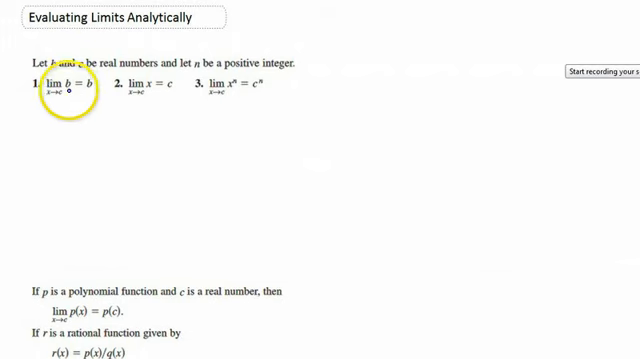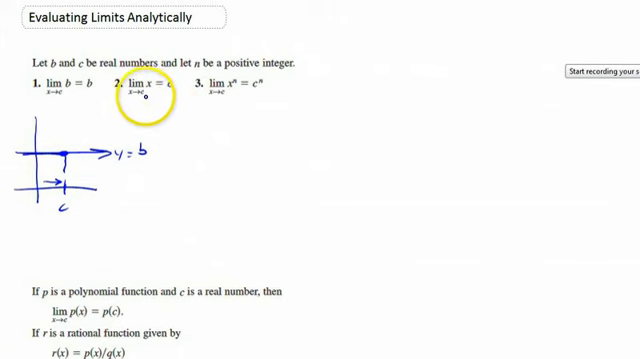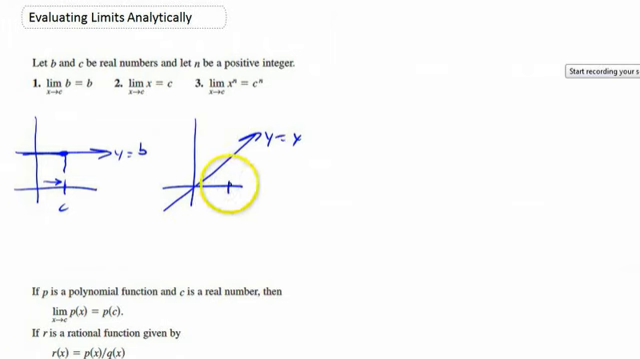First of all, the limit of a constant b as x approaches c is always b. And that's because when you think about it, if y equals b, it doesn't matter where c is. As x approaches c, you are always going to be approaching b for your limit. Okay, the second one is the limit of x as x approaches c is c. Well, if we graph the line y equals x, then every point on that line has the same x and y coordinate. So as x approaches c, y also approaches c.